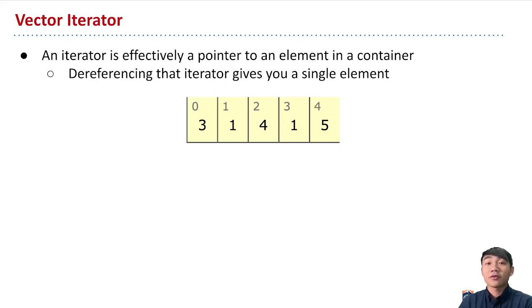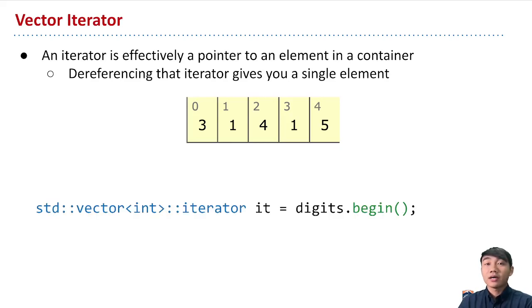So in this case, I can create an iterator using .begin, and that would point to the very first element in the vector. Then I can increment it, and that would make it point to the second element. So if I dereference that, then it would give me the value 1.